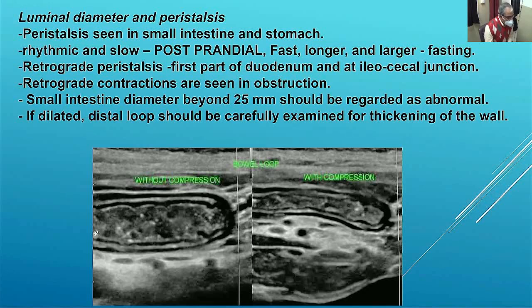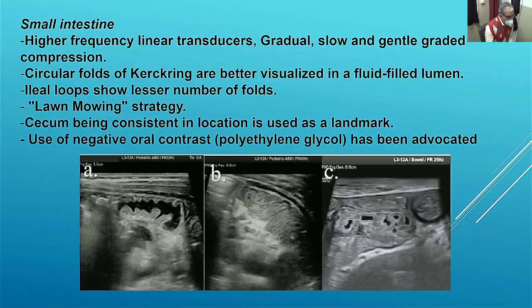Small intestine diameter more than 25 mm is taken as abnormal, and if you see a dilated loop, just follow it distally to look for any thickening, because thickening at a point may produce dilatation of the proximal loop, or sometimes obstruction can produce dilatation of the proximal loop, and that we should look for. Whenever there is a thickening of the bowel, we always look for its extent, its symmetry, and which part of the wall is thickened, and that should be mentioned in your report.